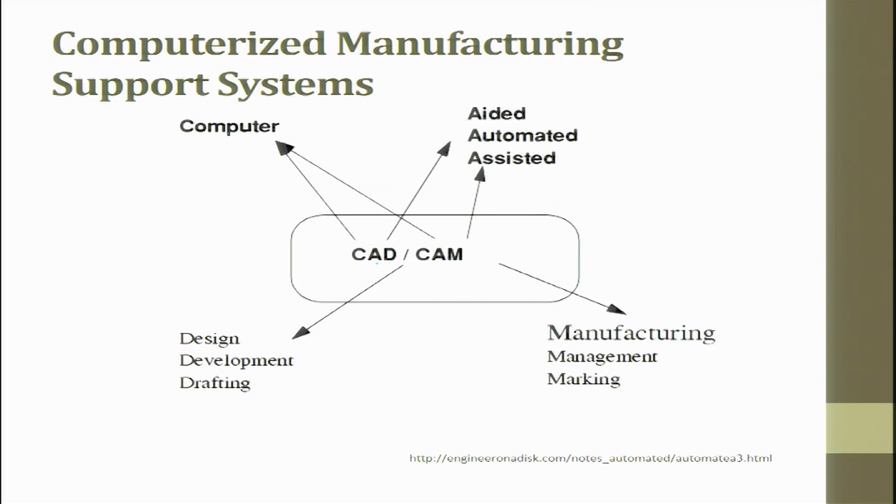So, when you talk about CAD, it is computer aided, automated, assisted. CAM also is the same. A can be used for computer aided manufacturing, computer automated manufacturing, computer assisted manufacturing. C is nothing but the computer, and D is the design, development and drafting. M represents manufacturing, management and marketing. It has to be marketing. Okay. So, this is what the computerized manufacturing support system is all about.